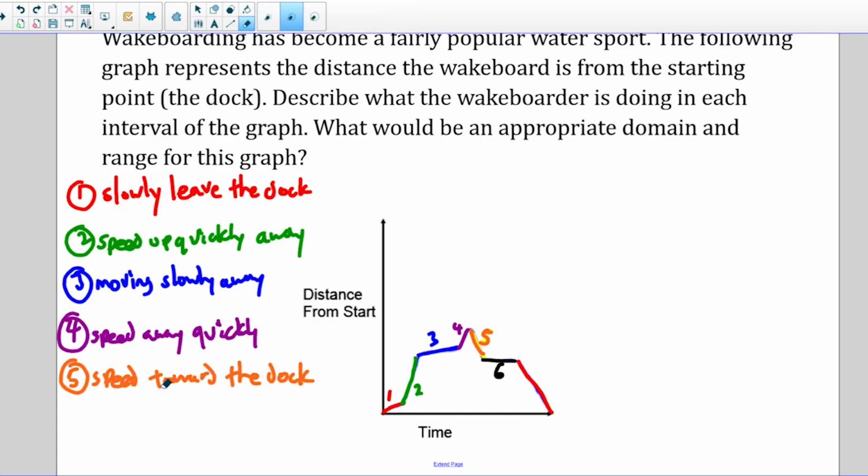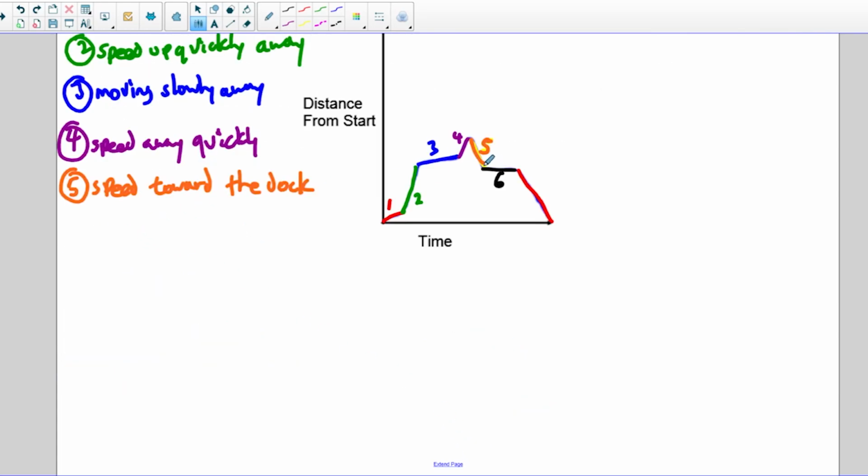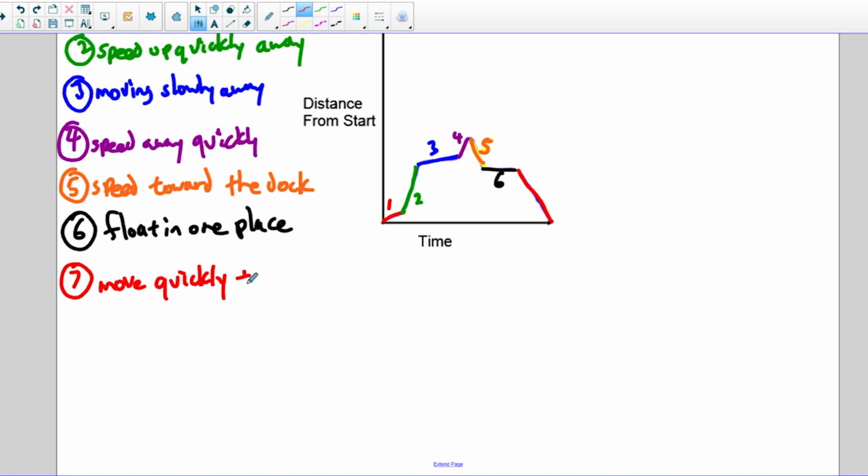And let me clean this up a little bit. Apparently the word toward is giving me a little bit of trouble. Toward. So we're speeding towards the dock. And then it looks like in section number 5 or interval number 5, maybe you float in one place. And then finally, in the last interval, you move quickly toward the dock again.